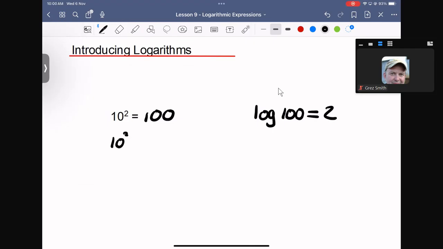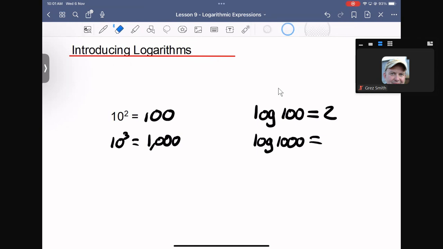All right, I'll make it a bit harder this time. Who could tell me what 10 to the 3 is? Yes. What is the number we need to raise 10 by in order to get 1,000? 3. Excellent.